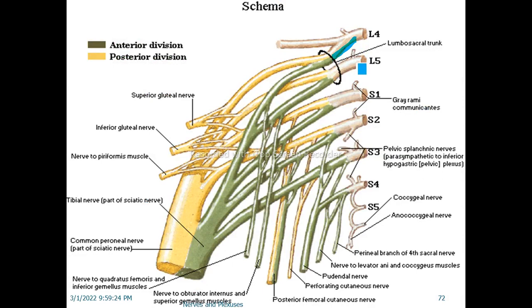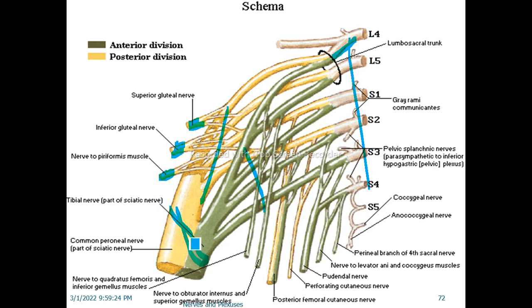This is lumbar 1 and lumbar 5. The green one is the anterior division, and the yellow one is the posterior division. This one is the roots from L4 up to S4, and this is the thickest nerve, the sciatic nerve. This one is the superior gluteal nerve, and this one is the inferior gluteal nerve. This is the nerve to piriformis muscle.